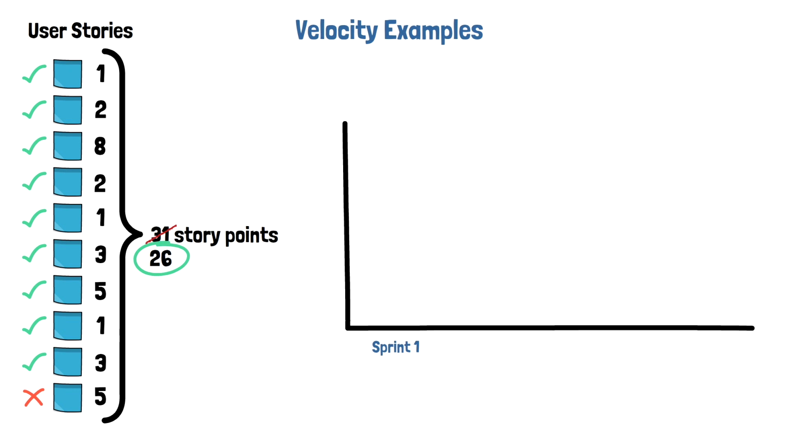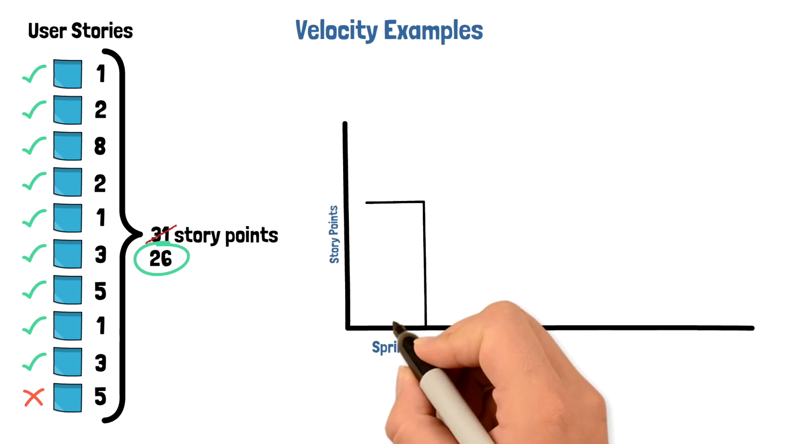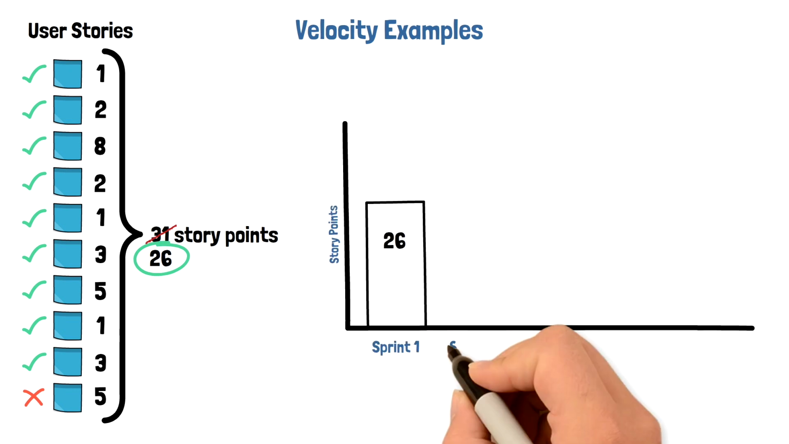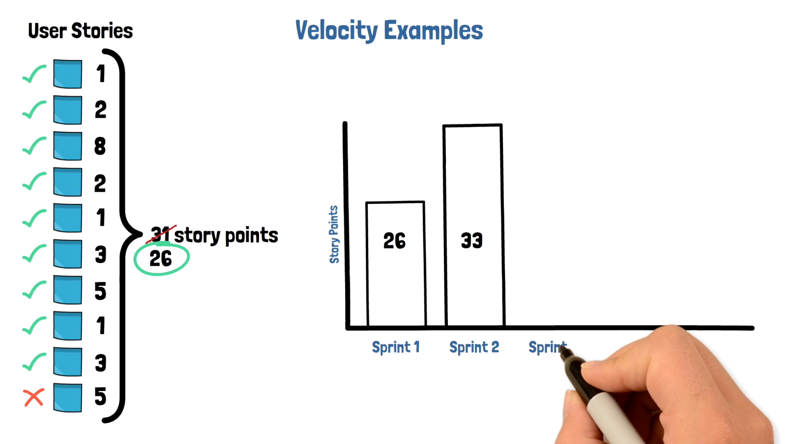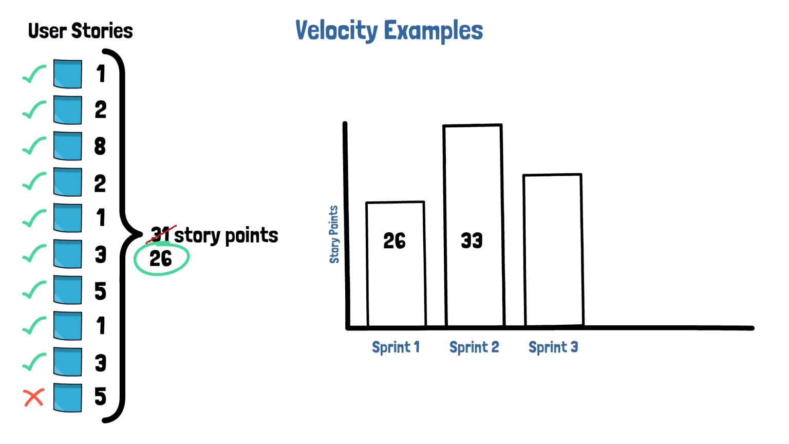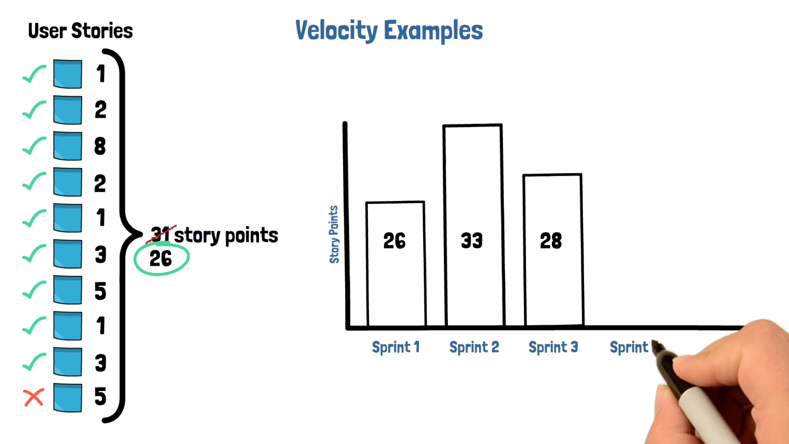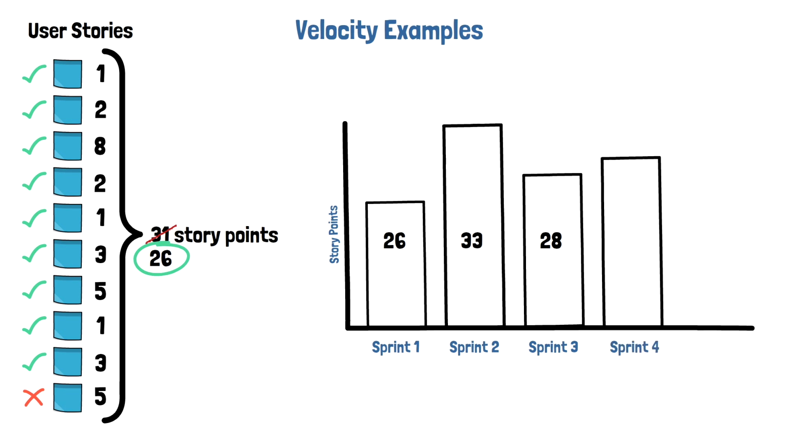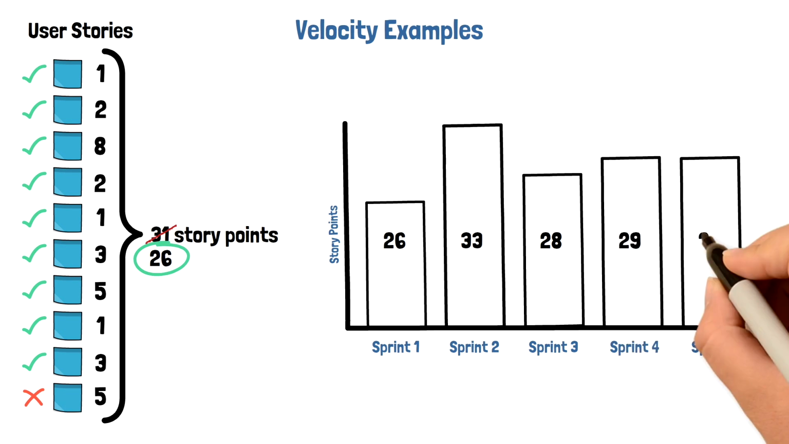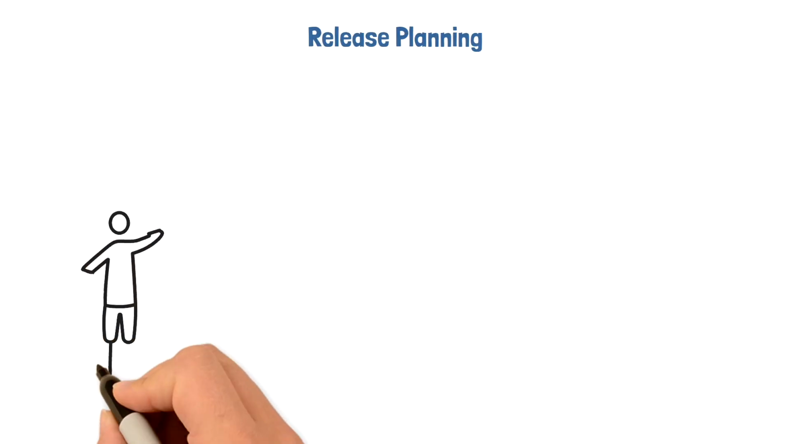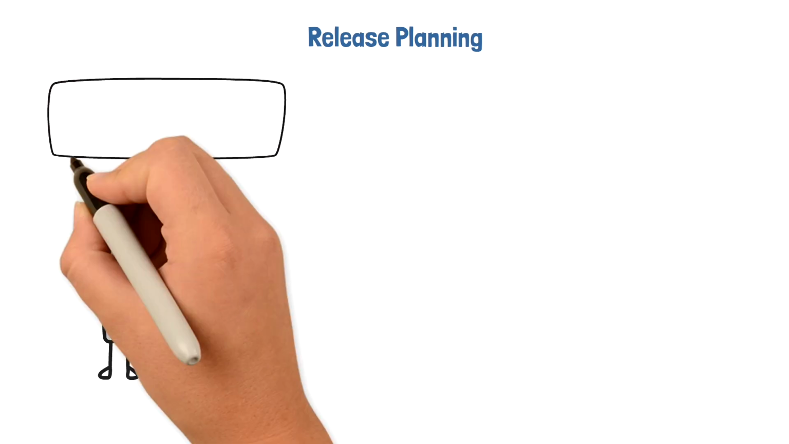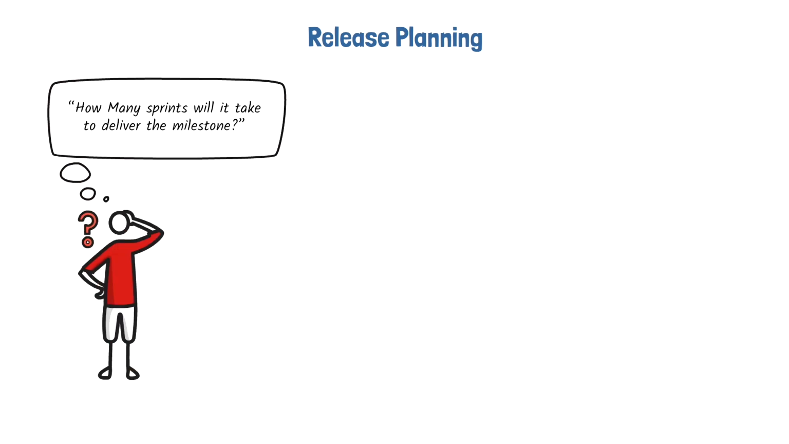So now we know your sprint 1 velocity is 26 story points. This information is critical for planning future sprints. Now let's say you continue to track your velocity for future sprints, and sprint 2 is 33 story points. Sprint 3 is 28, sprint 4 is 29, and sprint 5 is 29 story points again. This information comes in handy when trying to predict releases. So now let's take a look at how we can answer questions like how many sprints will it take to deliver a milestone? Or when will this be done?